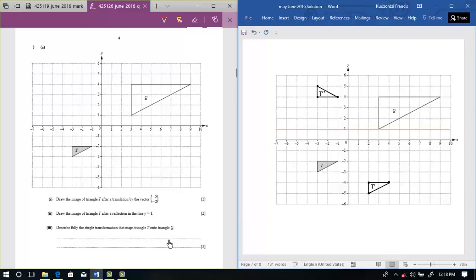So now comparing T and Q, you can see that this is an enlargement because there's a change in the size of the object. Now we need to describe this enlargement so we can compare corresponding sides. Comparing this side to this side, this is 1, 2 units, and this is 1, 2, 3, 4, 5, 6. So this is thrice this, a scale factor of 3. This is 1 unit, 1, 2, 3, so we can say that this is an enlargement of a scale factor of 3.